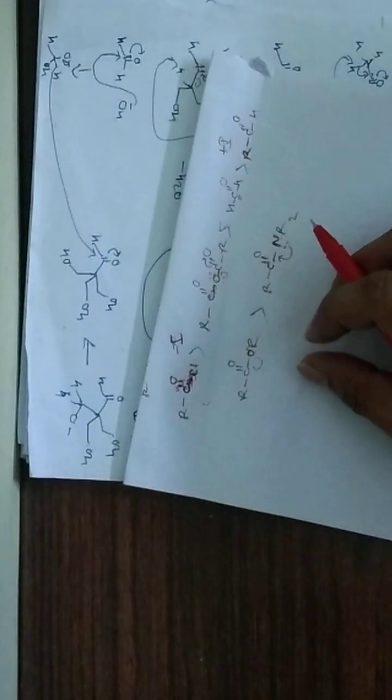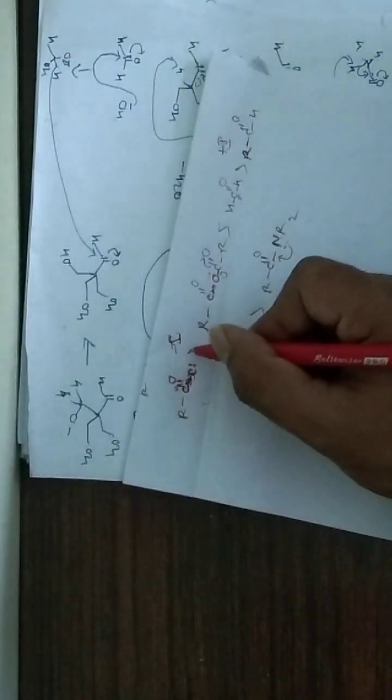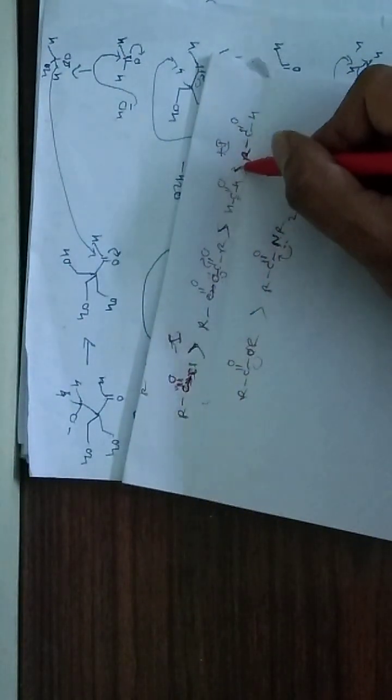So the Grignard reagent will also react in that order: first acyl chloride, then anhydride, then aldehyde, then ketone, then ester, and the last one is amide. So this is the order of reactivity of these compounds with the Grignard reagent. So now I will give one question depending on that reactivity.